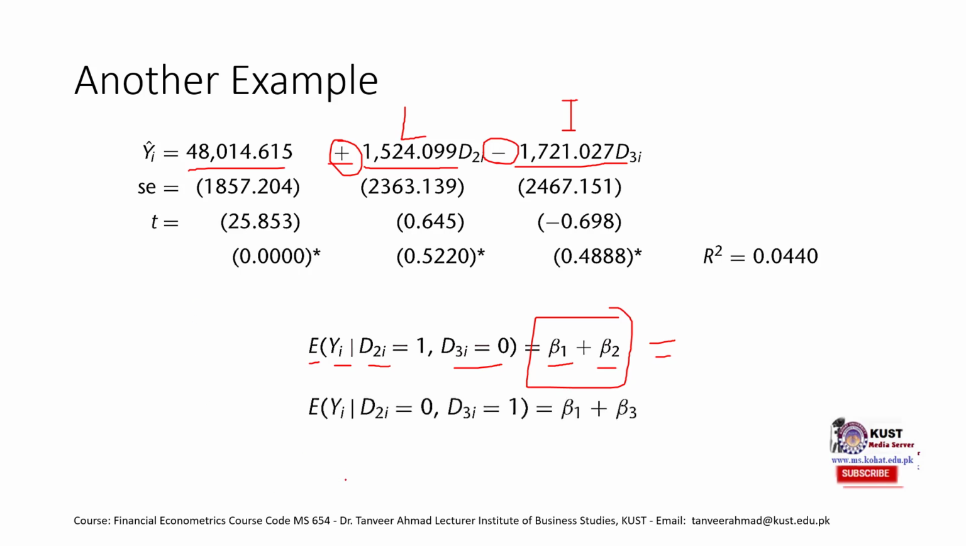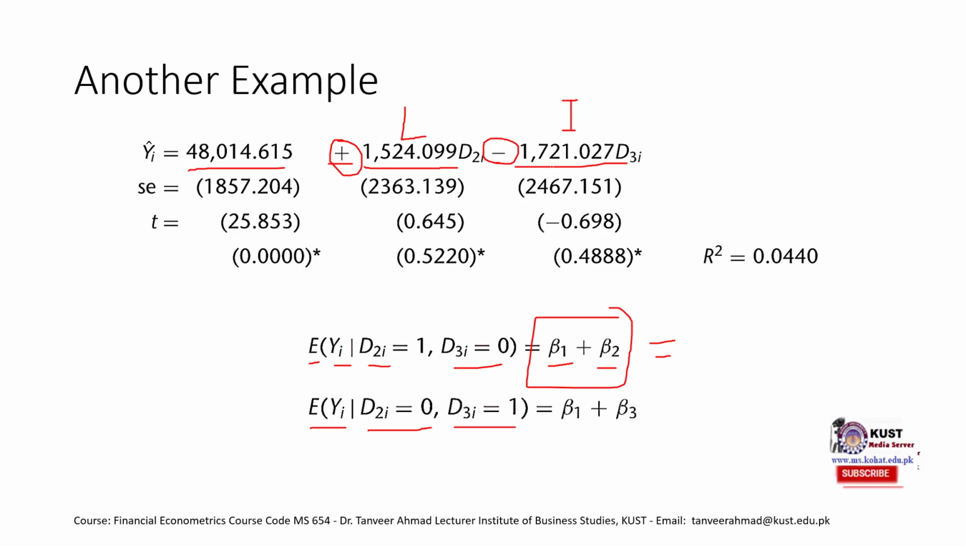What about the expected salary of a person where D3 is 1, that is, the public school teacher from Islamabad? D3 would have a value of 1 when the teacher is from Islamabad, and D2 is 0, or the rest of the other dummy variables are 0. When we have dummy variables, only one dummy variable would have a value of 1, the rest would be 0.